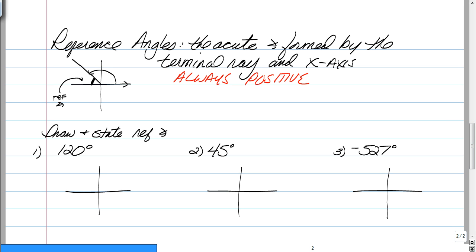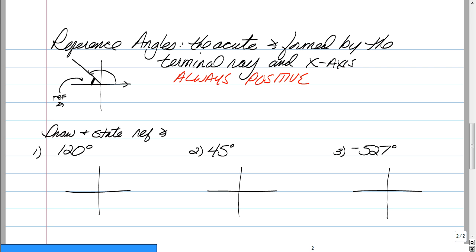First of all, a reference angle is always positive. And a reference angle is always measured by the x-axis, never the y. It's always how far you are from the x-axis. And the last thing you need to always know about a reference angle is you give the reference angle in the measurement given. So if you're graphing in radians, your reference angle must be answered in radians. If you're graphing in degrees, you must answer in degrees.